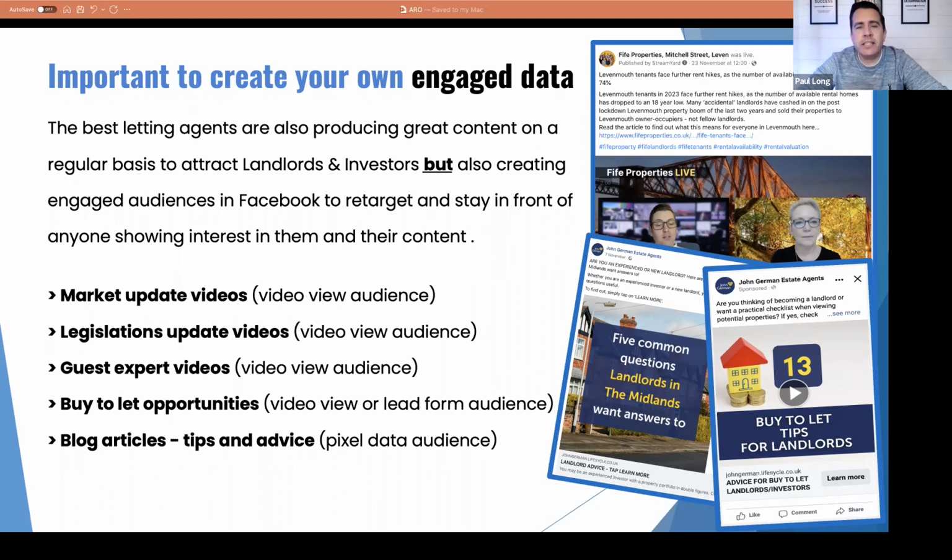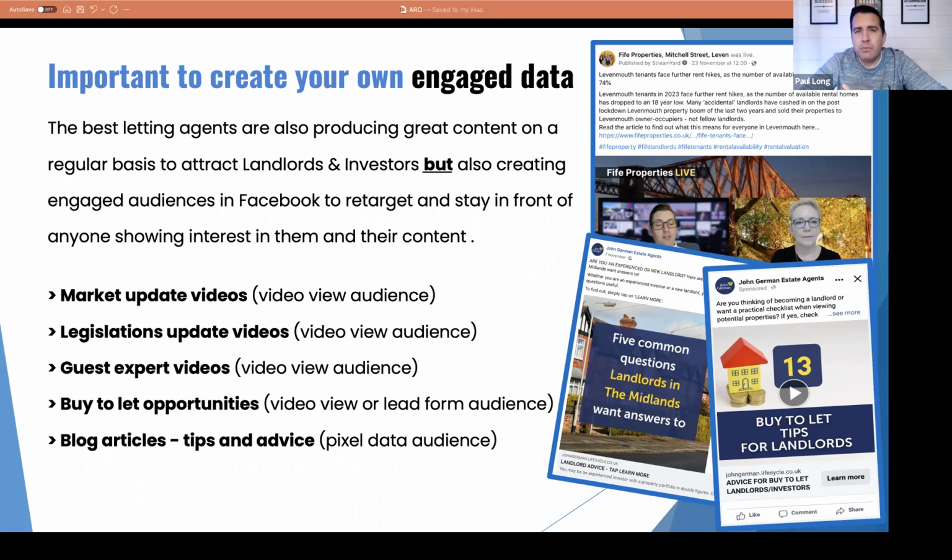But some of the things that agents are putting out: market update videos, obviously allowing them to create an audience of people who watch those videos, legislation update videos, guest expert interviews, buy-to-let opportunities. These are all video content, and this provides a great way to retarget people who are watching those videos, and that's something you can do in Ads Manager. And also blog articles, tips and advice.